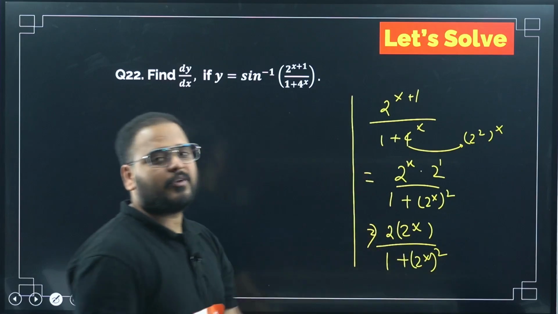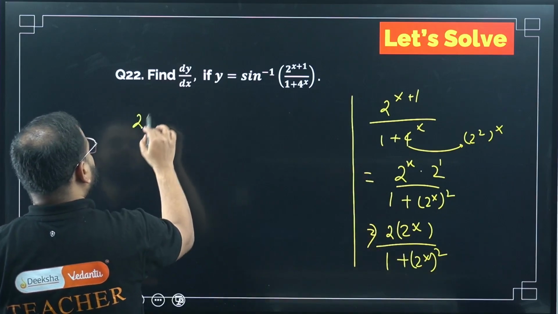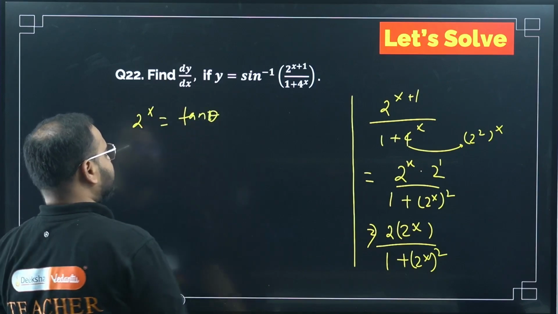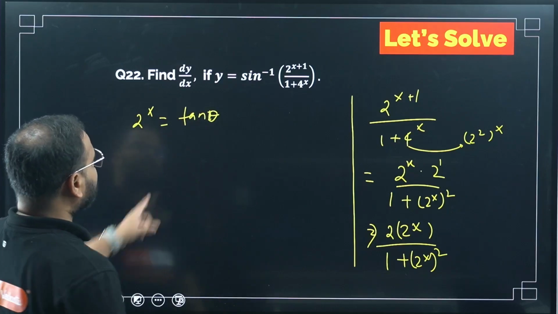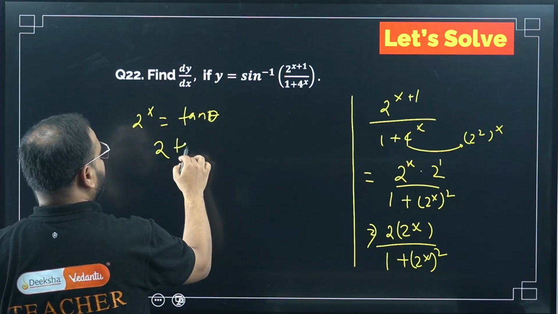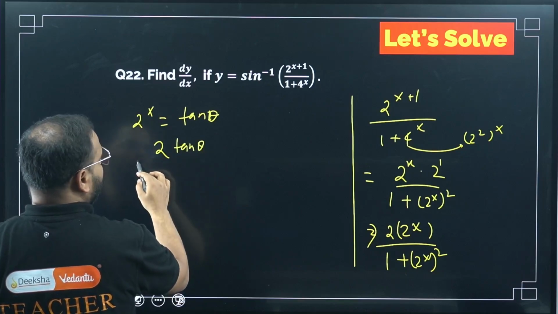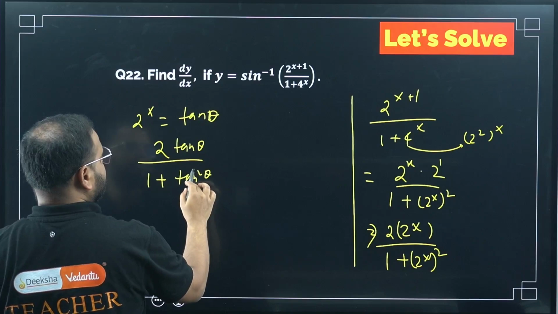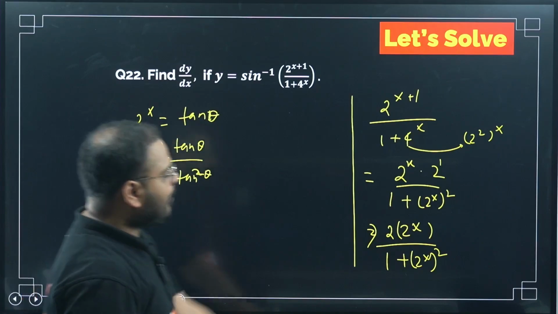Is it forming a pattern? If you remember, just take this 2 power x as tan theta. Okay, 2 power x as tan theta. So what will this become? This will become 2 tan theta upon 1 plus tan square theta, or not? Please check. I have taken 2 power x as tan theta.